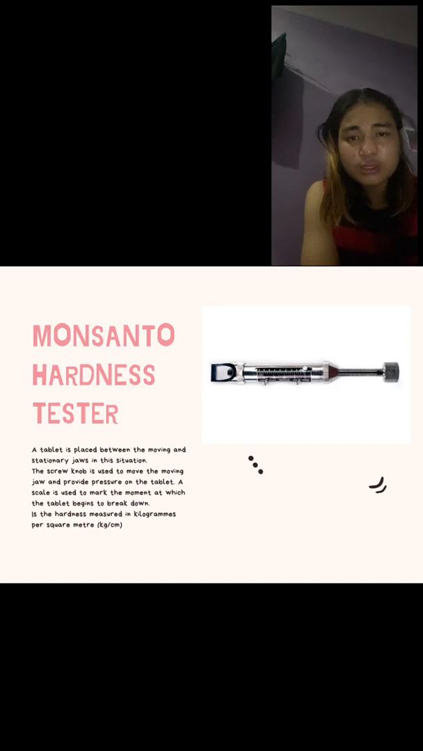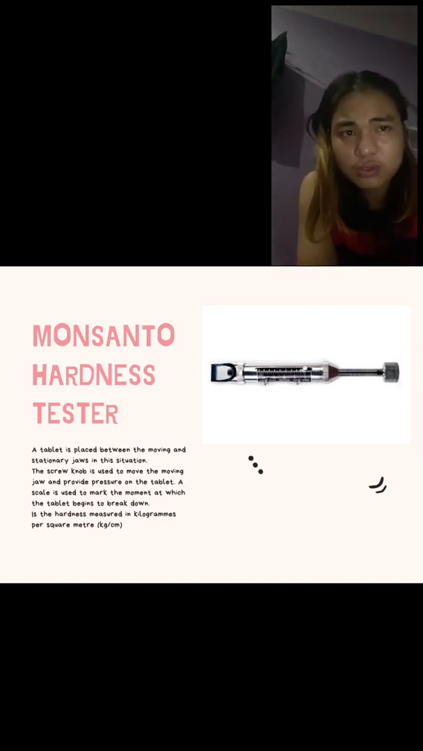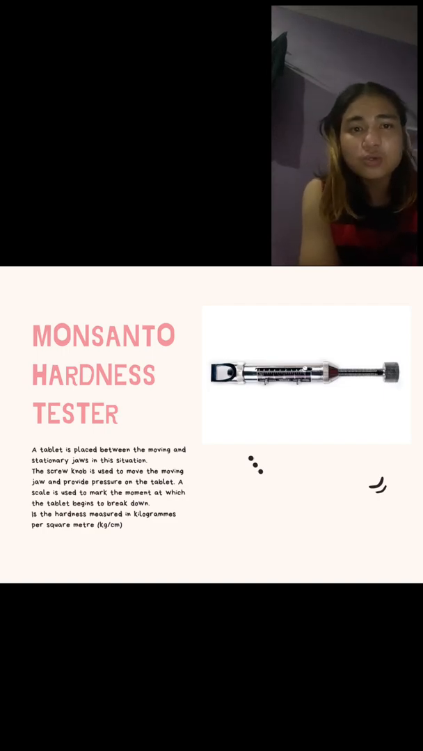So this is the first equipment that we use in the hardness test. This equipment is called the Monsanto hardness tester. A tablet is placed between the moving and stationary jaw. In this situation, the screw knob is used to move the moving jaw and provide pressure on the tablet. A scale is used to mark the moment at which the tablet begins to break down. The hardness is measured in kilogram per square centimeter.